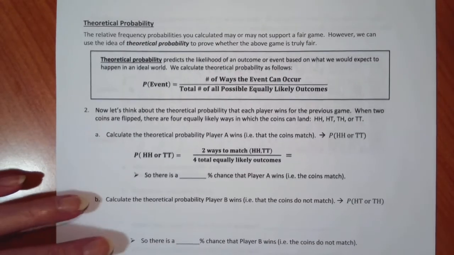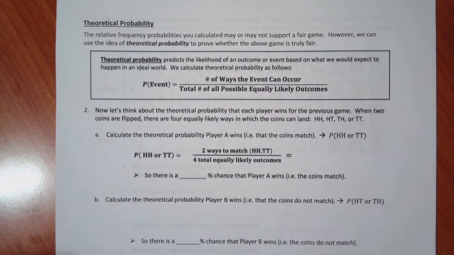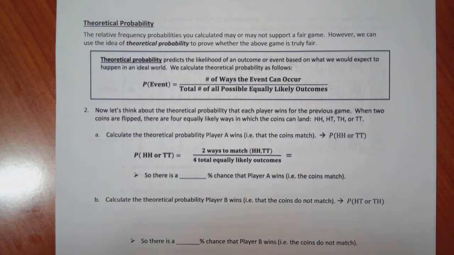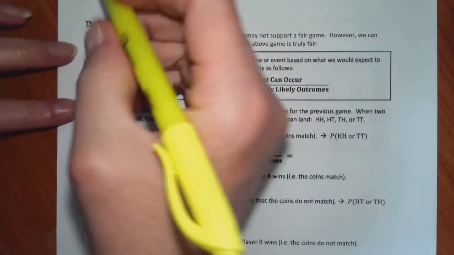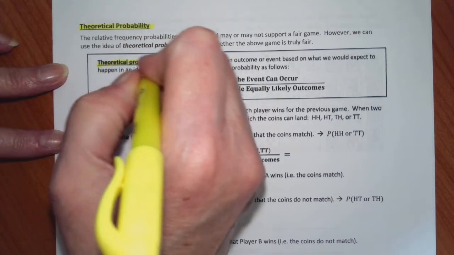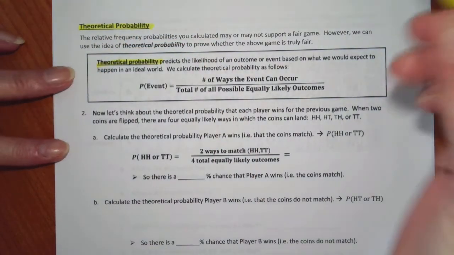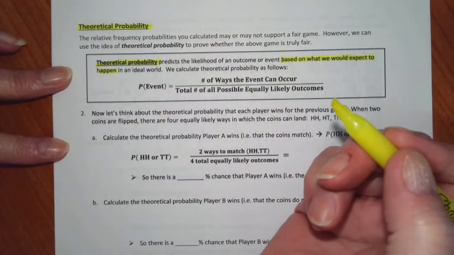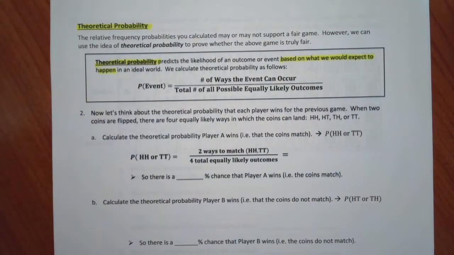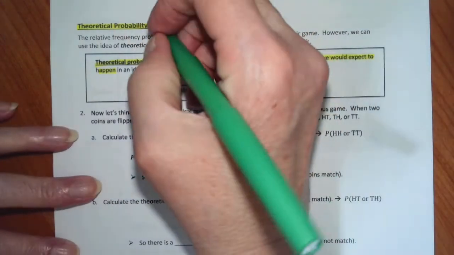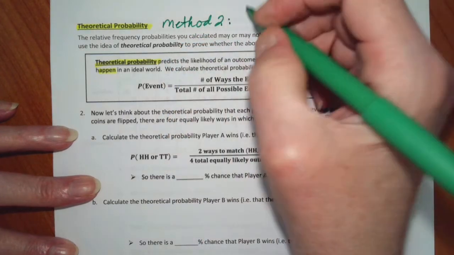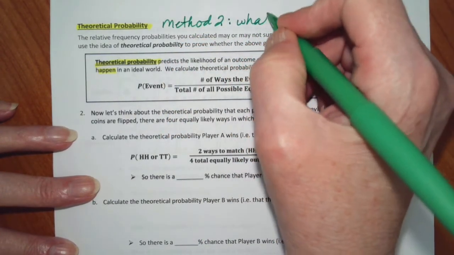The second method is theoretical probability. It's called theoretical because it is based in theory. Theoretical probability is based on what we would expect to happen. So this is going to be method 2, based on what should happen.